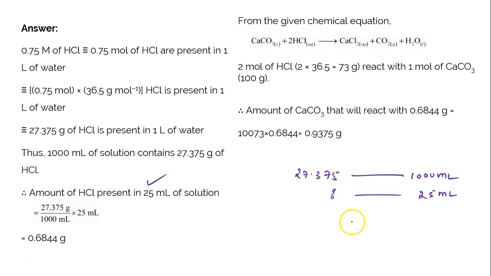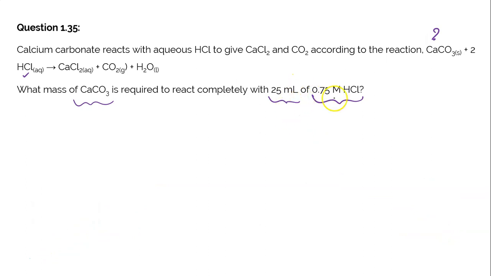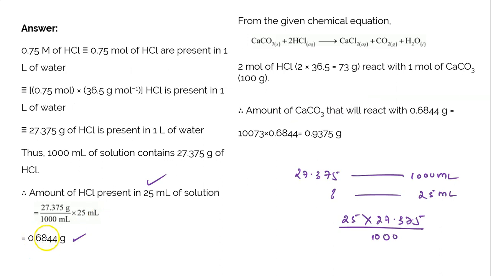How many grams will it be? It will be 25 into 27.375 divided by 1000. And when you simplify this, your answer is going to be 0.68. So now in this 25 ml of 0.75 molar HCl, how much HCl by mass do you have? You have 0.6844 grams of HCl.